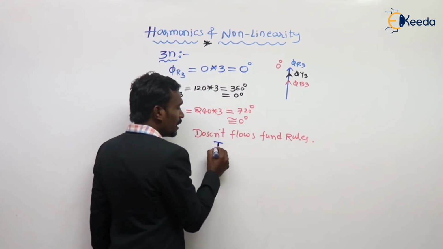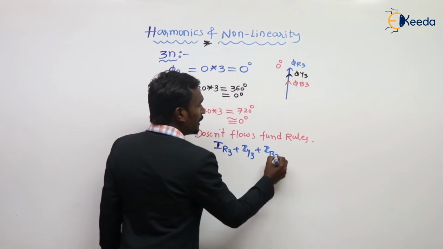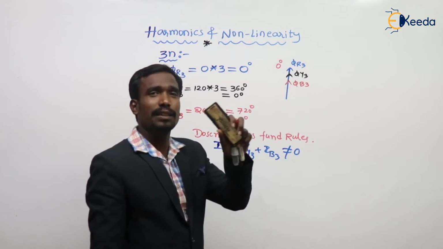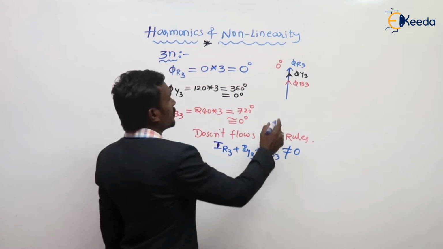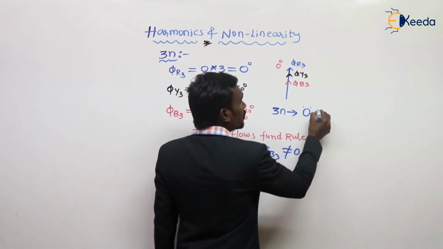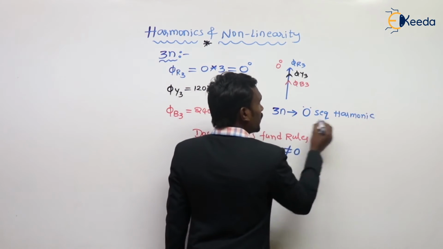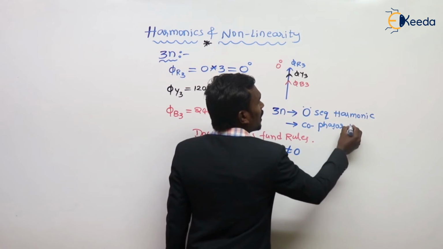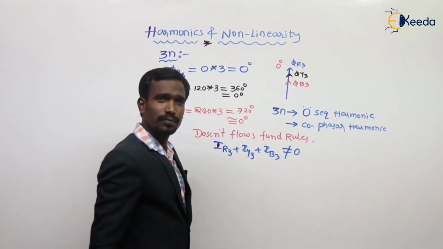And also here IR3 plus IY3 plus IB3 is not equal to 0. This doesn't follow the fundamental rules. This is the problem. And this triplen harmonics is also called zero sequence harmonics. These are also called co-phasor harmonics, because all are in the same phase.